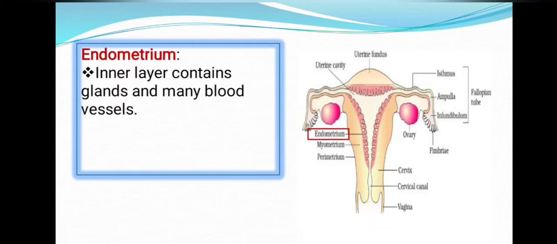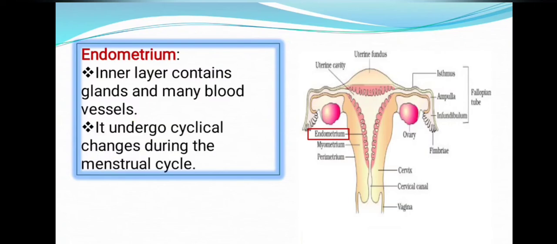It contains glands and many blood vessels, and it undergoes cyclic changes during the menstrual cycle. Yes, this endometrium layer undergoes cyclical changes during the menstrual cycle, and it plays a very important role in the process of implantation.